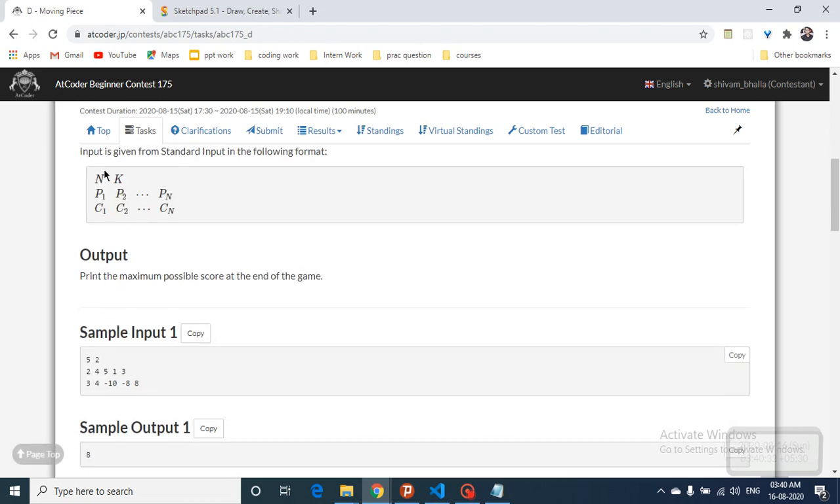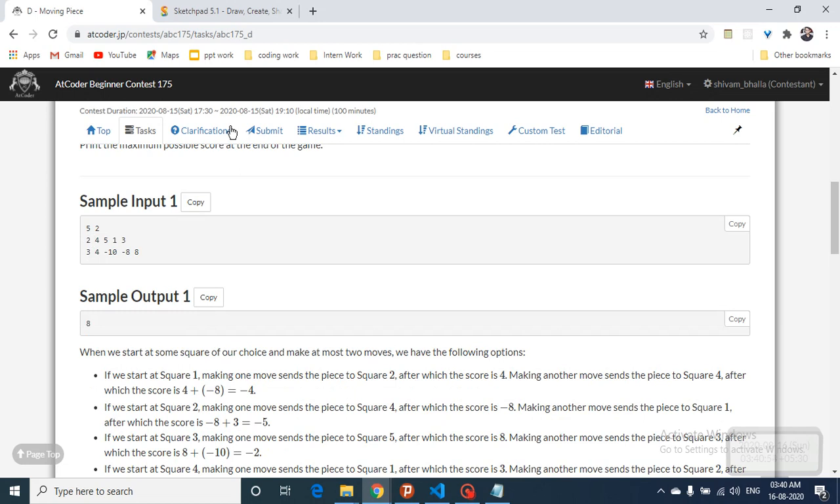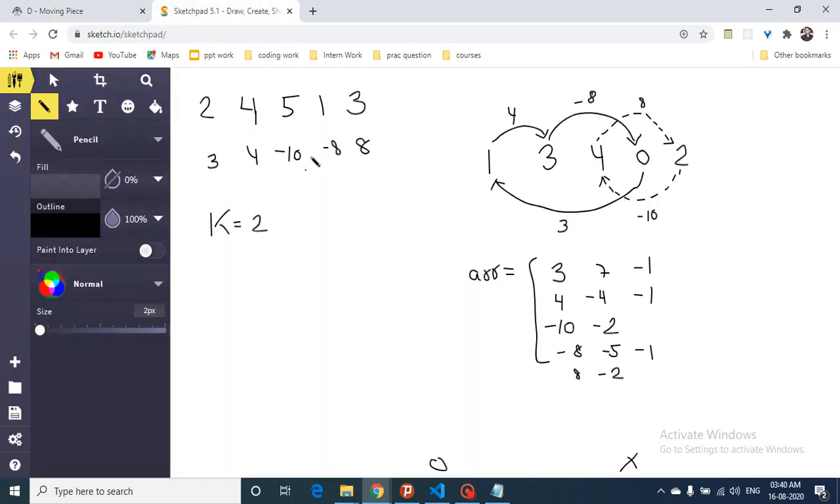Now as you can see, the input is N and K. K is the number of hops you can do, and this is the permutation, because N is 5, so it is a permutation of 1 till 5. Then there is Ci, which denotes that if you do a jump from this position to the next position, this is the score you will increment by. Let's draw this example. I've drawn it here according to zero indexing, because in the problem it is 1 indexing. So I have subtracted 1 from every position. So it is like 1, 3, 4, 0, and so on. Now it is zero indexing.